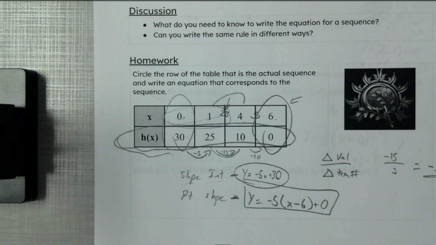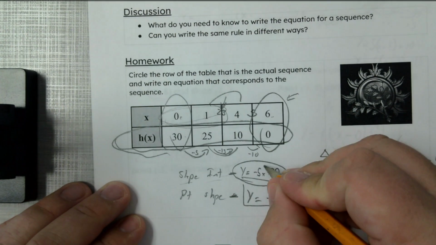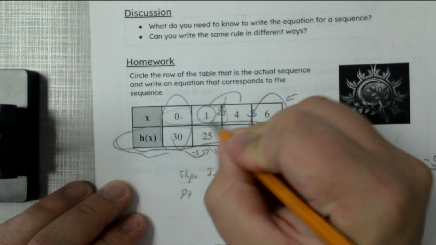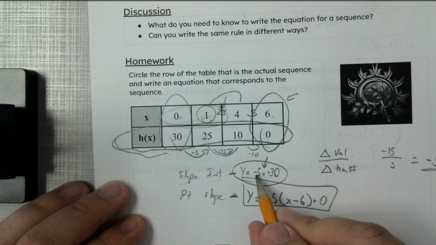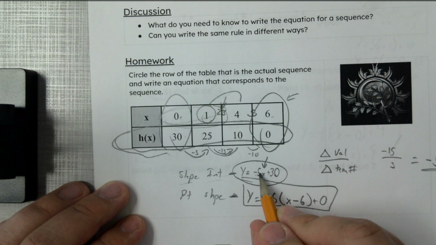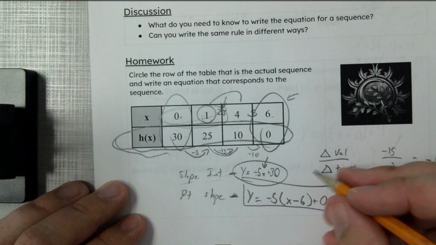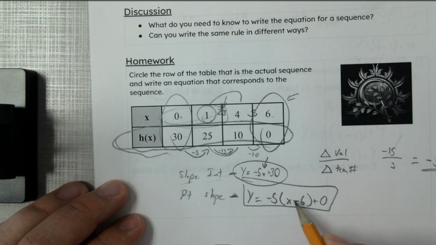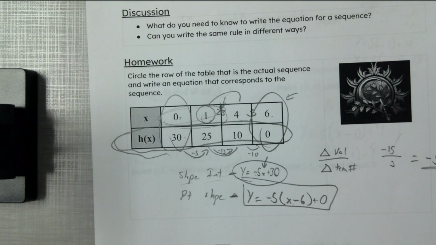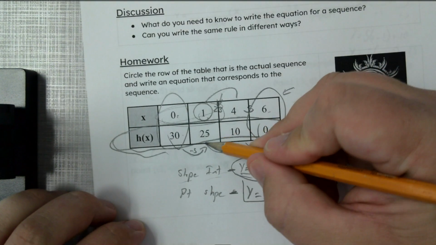And we can prove that by plugging in a number and seeing if they get the same answer. If I plug in 1, I should get 25 no matter what, right? So if I plug in 1 here, I've got negative 5 times 1, which is negative 5, plus 30, which is 25. Over here, if I plug in 1, I got 1 minus 6, which is negative 5. Negative 5 times negative 5 is positive 25 plus 0, which is 25. So either way, I get the same answer, and either way, I get the right answer.